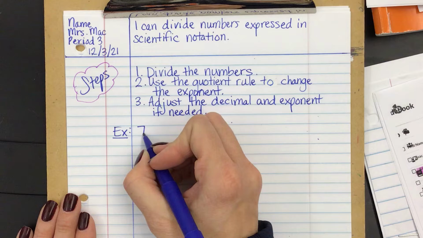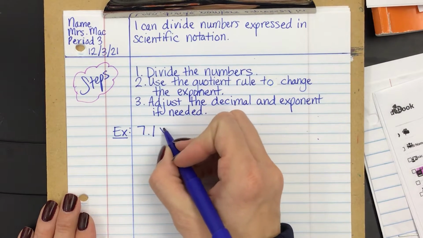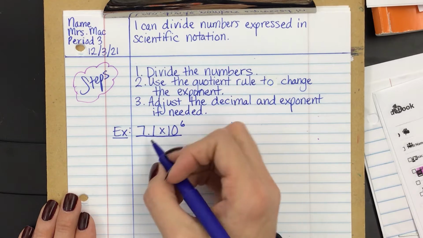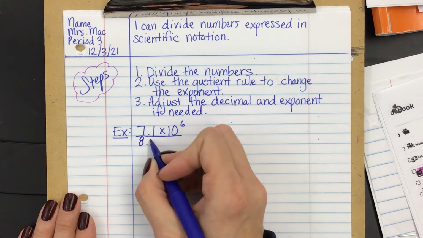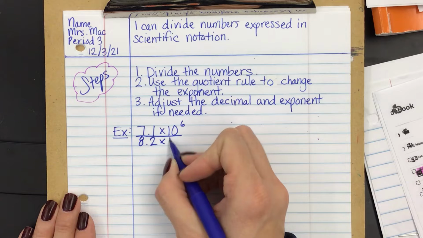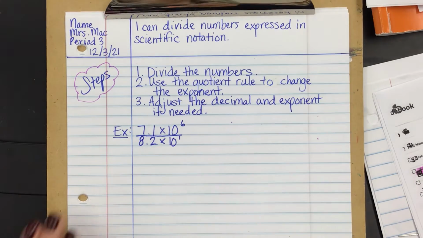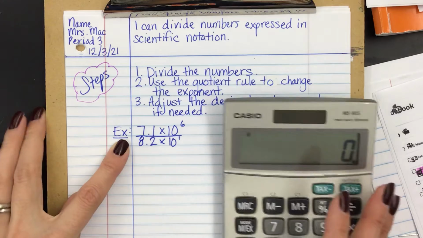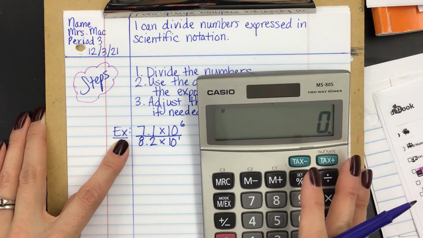So we have 7.1 times 10 to the 6th power divided by 8.2 times 10 to the 1st power. The first step is to divide our numbers. So that's going to be 7.1 divided by 8.2.